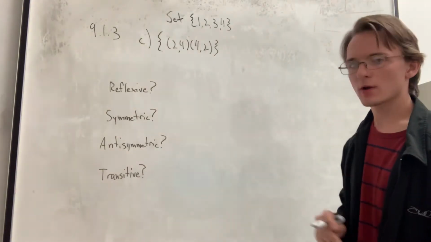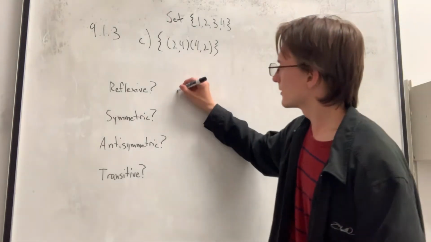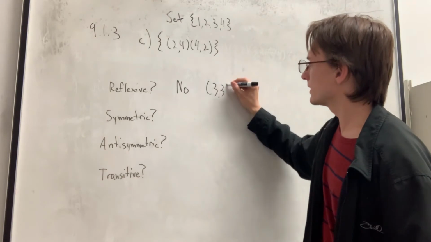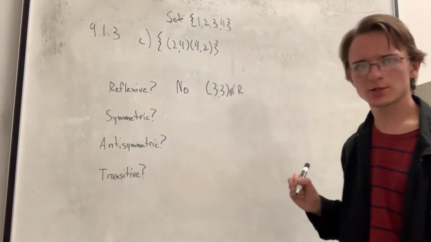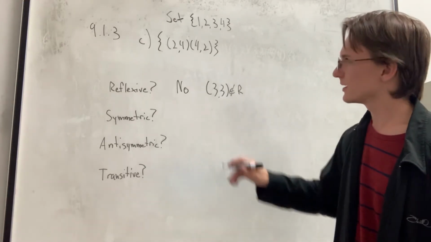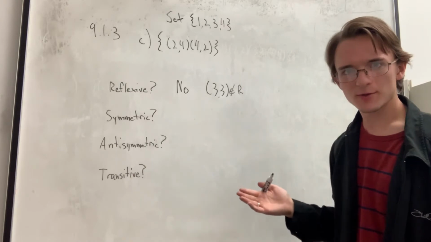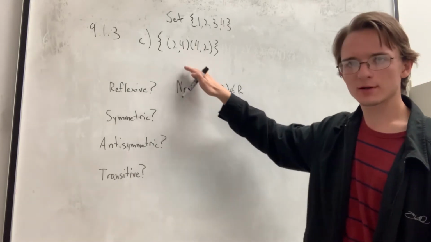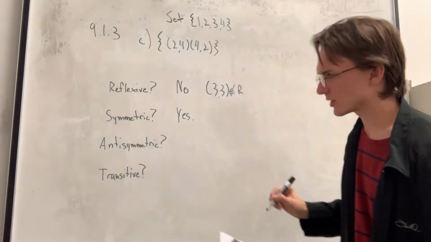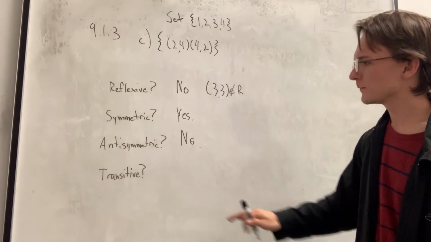How about this one, 2 comma 4 and 4 comma 2? Is it reflexive? No, because, to give an example, 3 comma 3 is not in the relationship. Is it symmetric? Yes. It only has one possible pairing to check, whether it's symmetric or not. 2 comma 4 and 4 comma 2 does exist. So yes, it is symmetric. For that same reason, it's not antisymmetric.